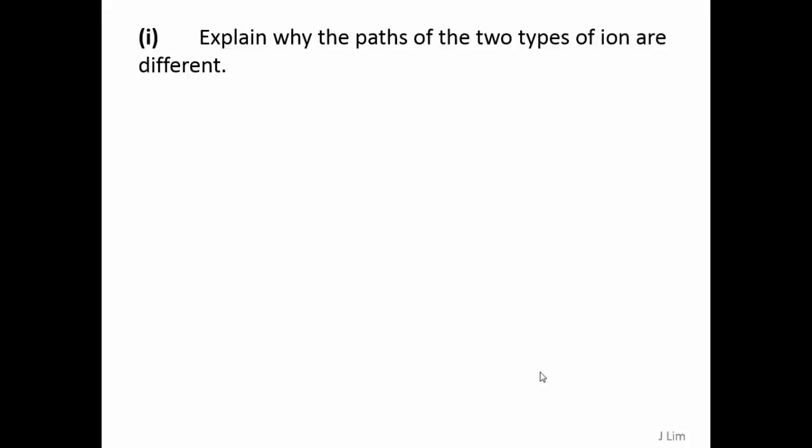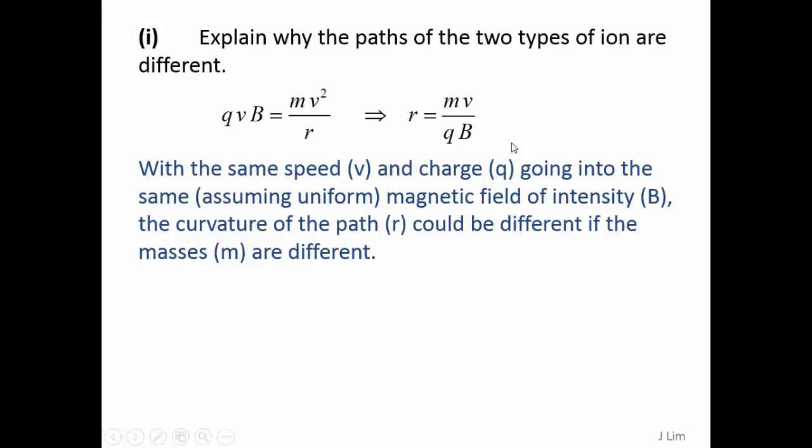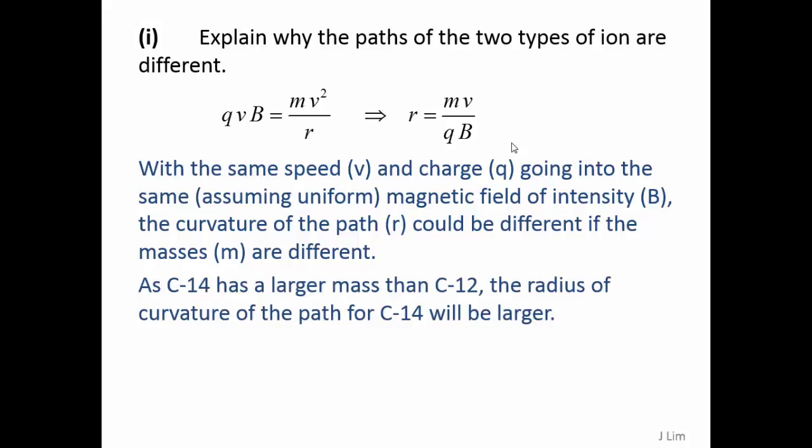Explain why the paths of the two types of ion are different. Now the force in the magnetic field is given by QvB, and this is a centripetal force, so it's mv squared over r. Which means that the radius is mv over qB. So with the same speed and charge going into the same magnetic field of intensity B, the curvature of the path could be different if the masses are different. So as carbon 14 has a larger mass than carbon 12, the radius of curvature of the path for carbon 14 will be larger.